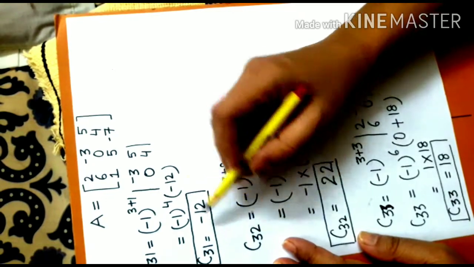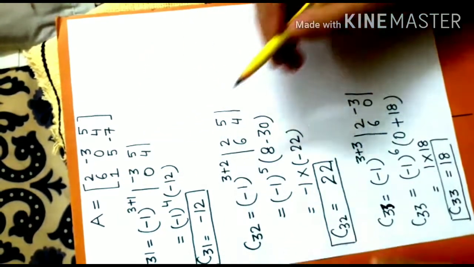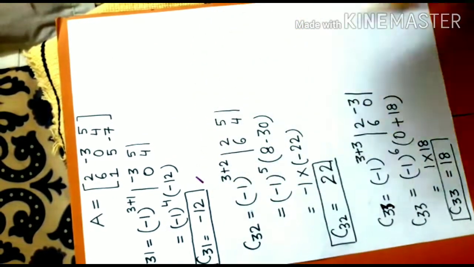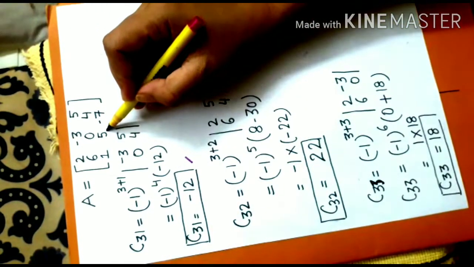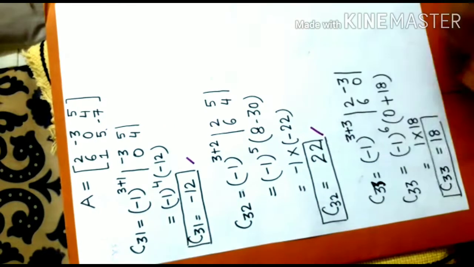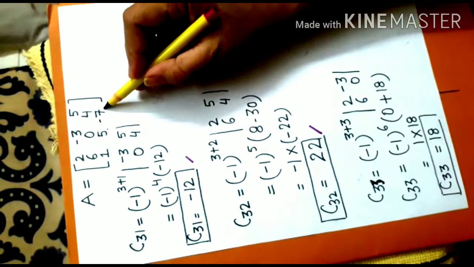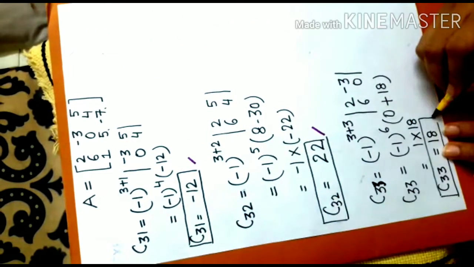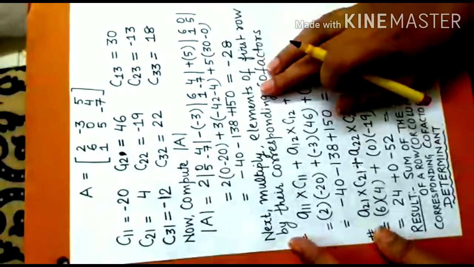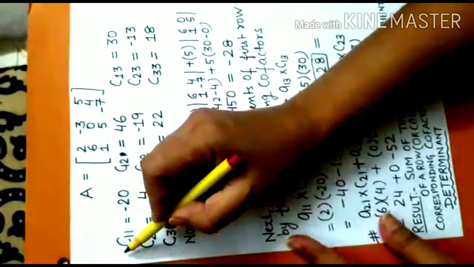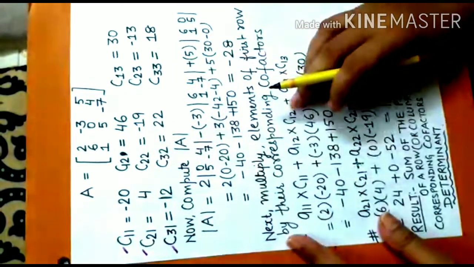Similarly, the cofactor of the element A31 is -12. Cofactor of the element A32 is 22. Cofactor of the element A33 is 18. So we have computed the cofactors of all the elements.